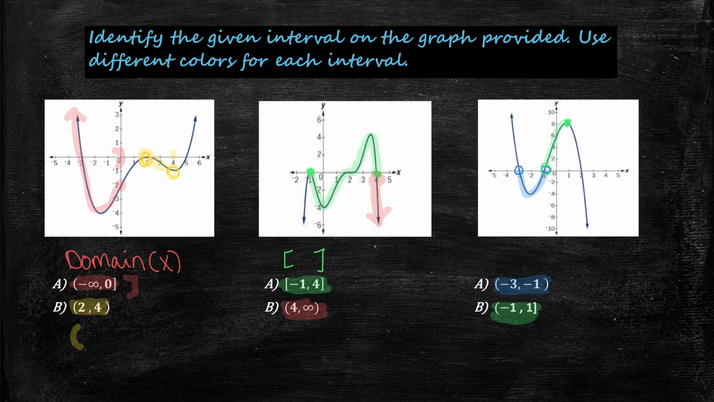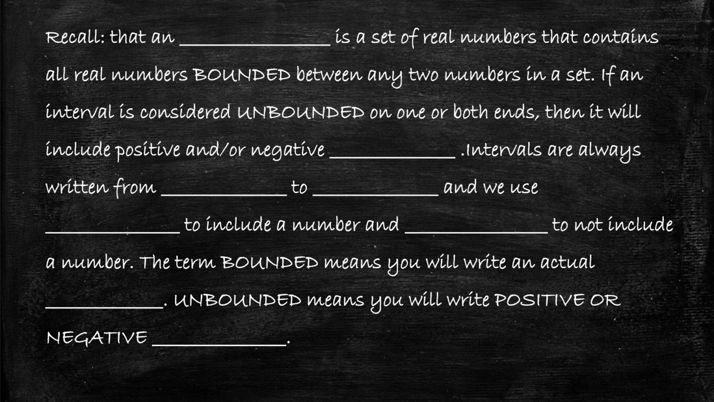Okay, so when you're looking at these intervals, you're just looking at the domain. Just look at the x values. Okay, we talked about all of this at the very beginning of the year, but let's do some review, or let's do some remembering. Recall that an interval is a set of real numbers that contains all real numbers bounded between any two numbers in a set. If an interval is considered unbounded on one or both ends, then it will include positive and or negative infinity.